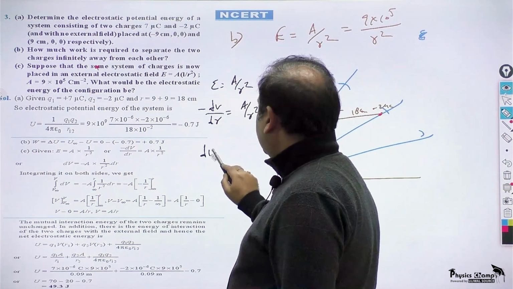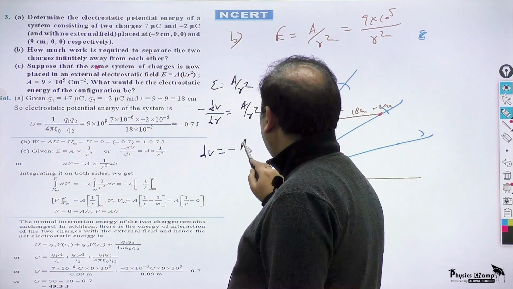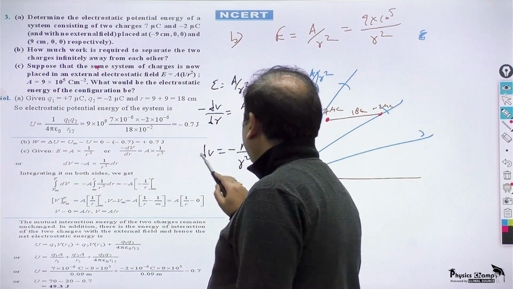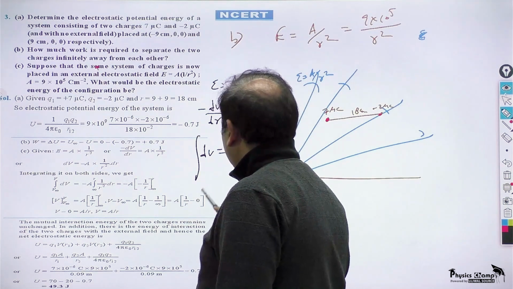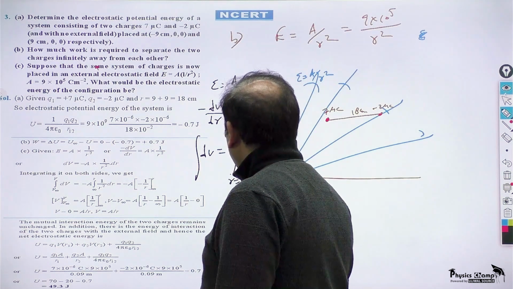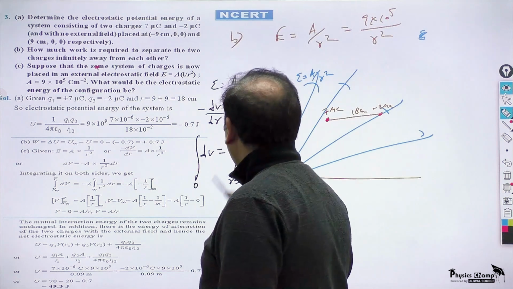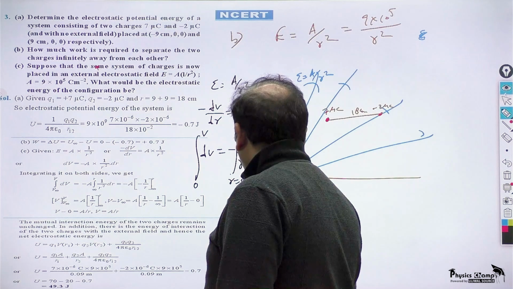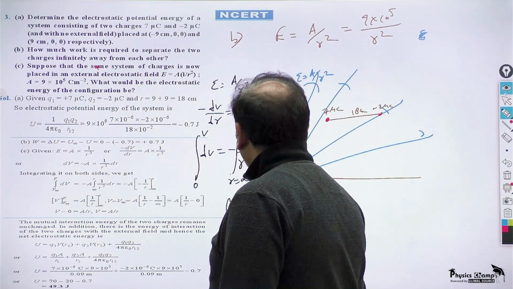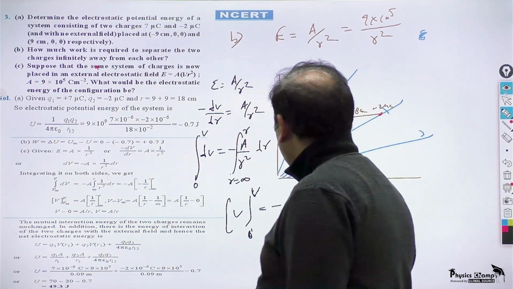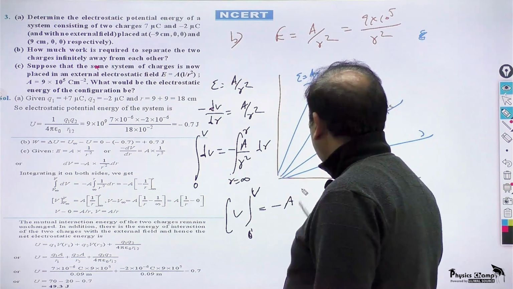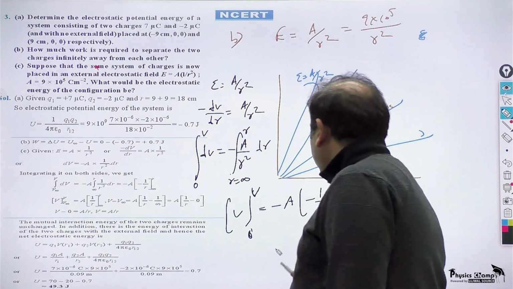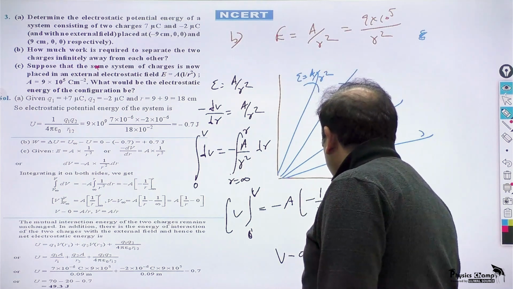So dV will come out to be minus A by R square into dr. Now integrate this. For R equal to infinity, the potential is 0, and for R the potential is V. Integration of dV is V, from 0 to V, and this is minus A times the integral of R to the power minus 2 dr, which is minus 1 by R, from infinity to R. So potential minus 0 will be A by R.